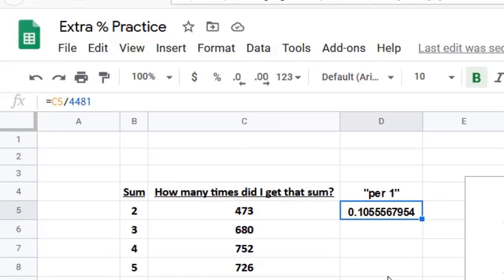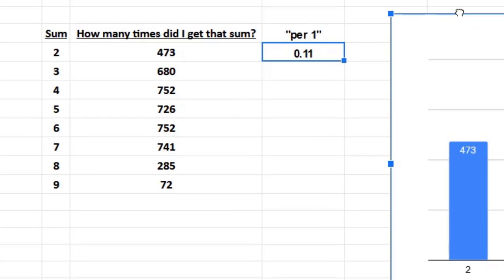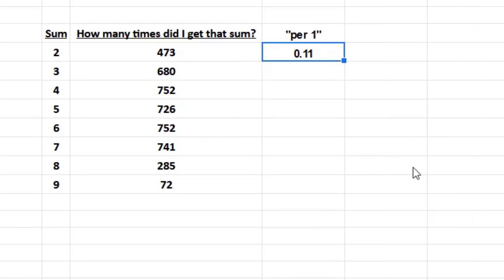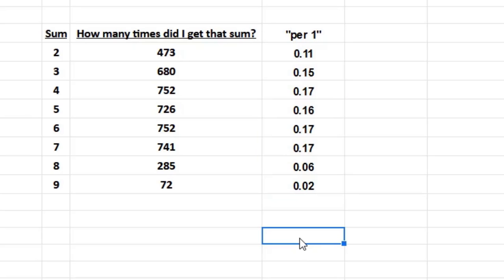That number does not have a denominator that you can see. It's 0.1. You know what? Let's actually make it only 2 decimals to make life easy for ourselves. There. It rounds. I'm not sure why I gave you this graph here. It rounds to about 0.11. That's 0.11 per 1. And we can do the exact same thing all the way down. If I double click on this, it'll take us down. So we end up with 0.11, 0.15, 0.17. And you notice if you add all these up, they add up to 1, which is what they should add up to. But I asked you for a percentage.